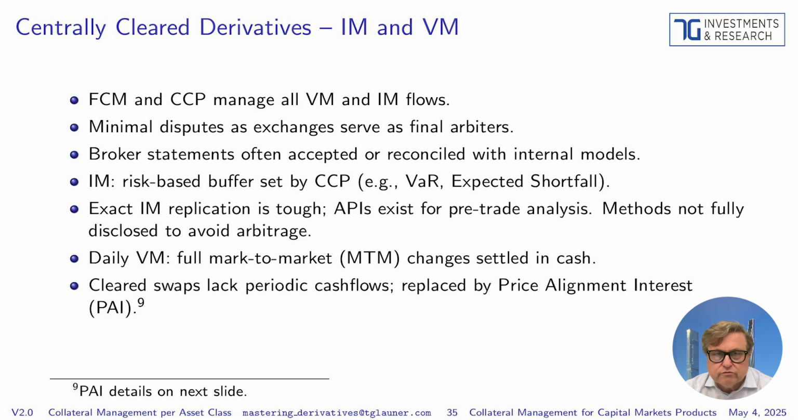Broker statements are often accepted or reconciled with internal models to ensure accuracy. Initial margin serves as a risk buffer determined by the CCP using methods like value at risk or expected shortfall. Replicating exact initial margin calculations can be challenging, but APIs from the CCPs are available for pre-trade analysis. The actual IM methods are not fully disclosed to prevent arbitrage opportunities.